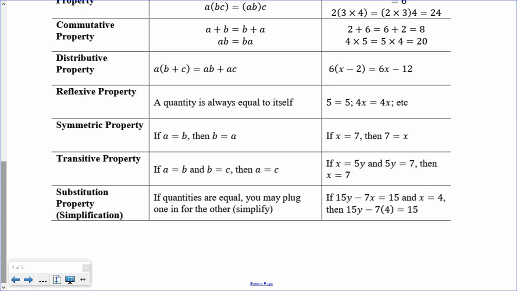And then the substitution property is when you know what something's equal to. Like in this example, we have 15y minus 7x equals 15. If I know what x is equal to, instead of writing x, I can plug the 4 in. So that's substitution. When you know what something's equal to, you can substitute it into an expression that has that object. Typically variables, sometimes lengths of segments, stuff like that. So not only do you need these for the algebraic proofs we're about to see, you also need them for the geometric proofs. So make sure that you keep them in mind as we move forward.